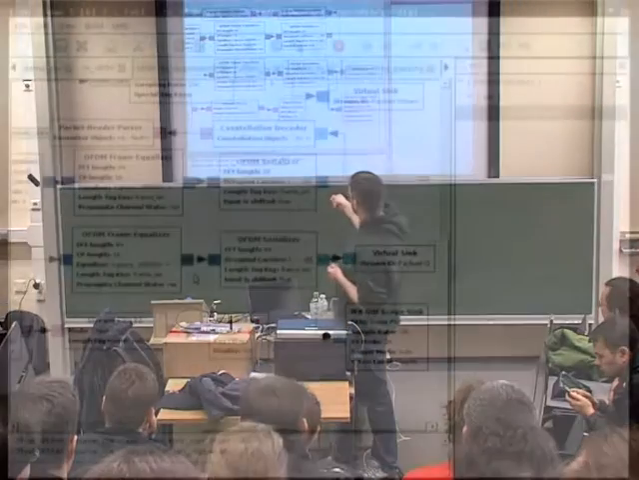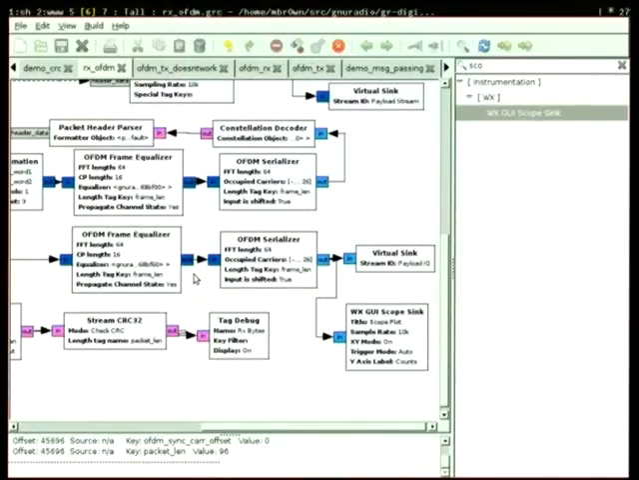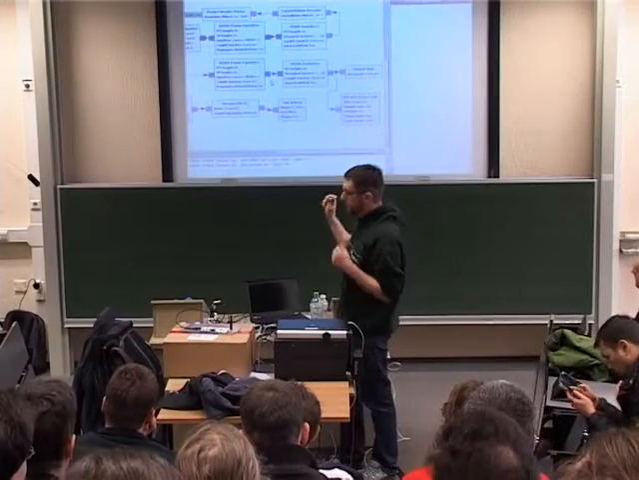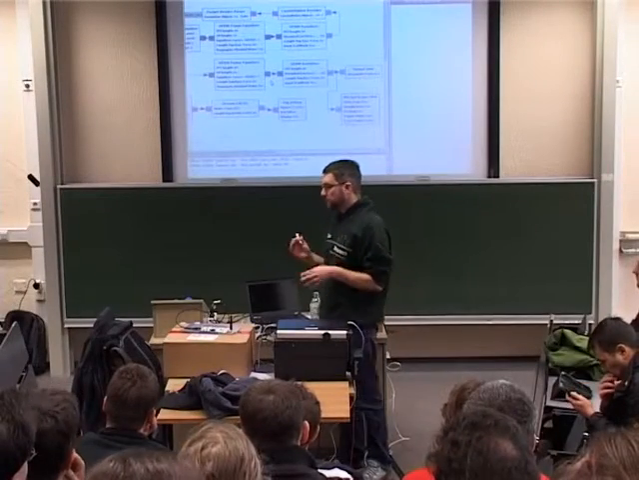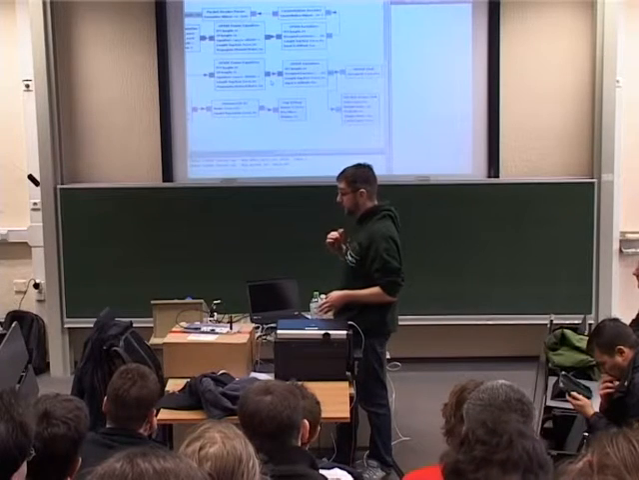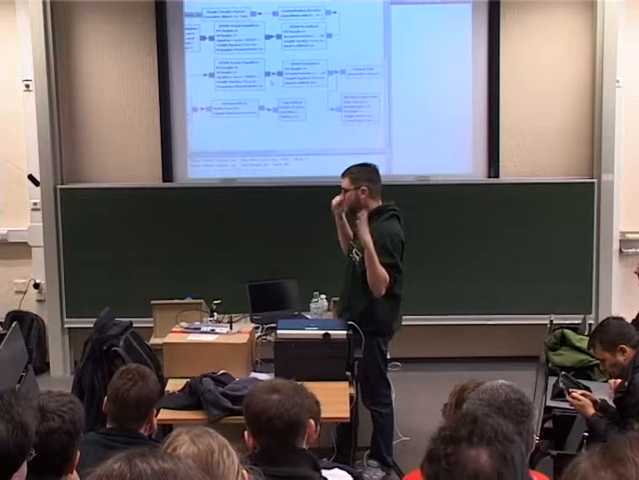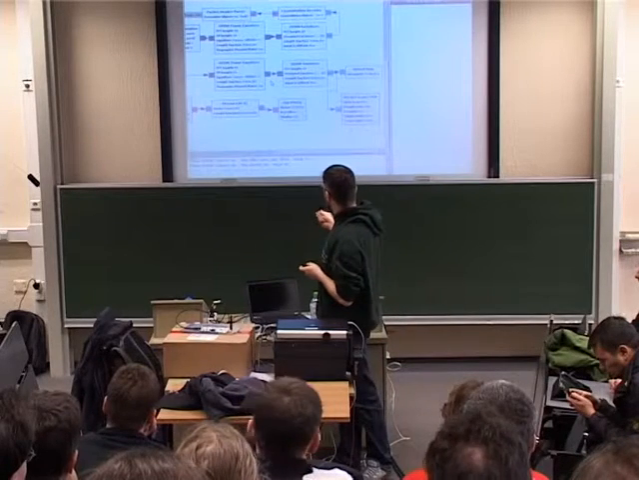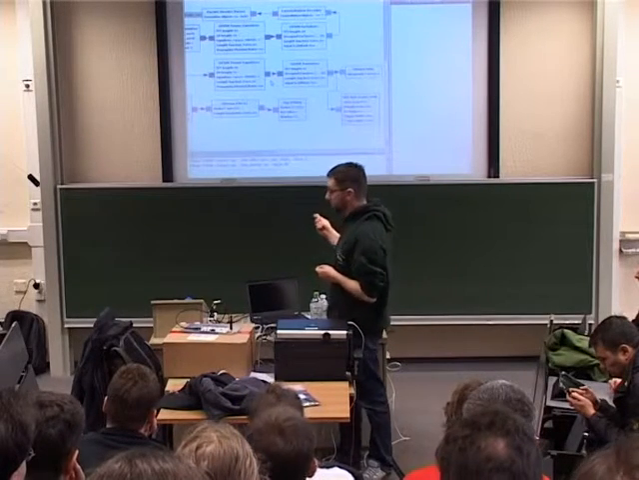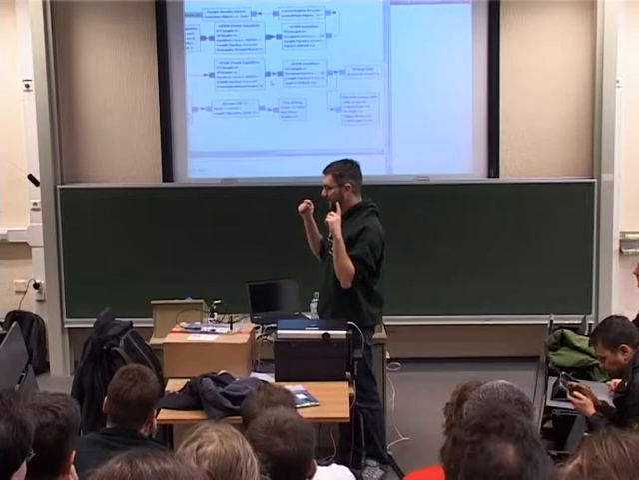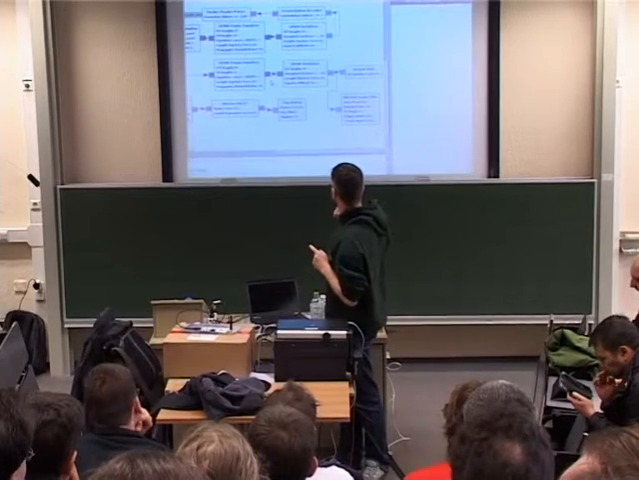You can see the difference of color here and here. Dark blue means I'm operating on vectors, and in this case one vector is always one OFDM symbol. So you get the time-frequency plane, and you operate on that. Eventually, you'll need some block that knows where the actual payload data is and picks it out. And that's what the serializer does.